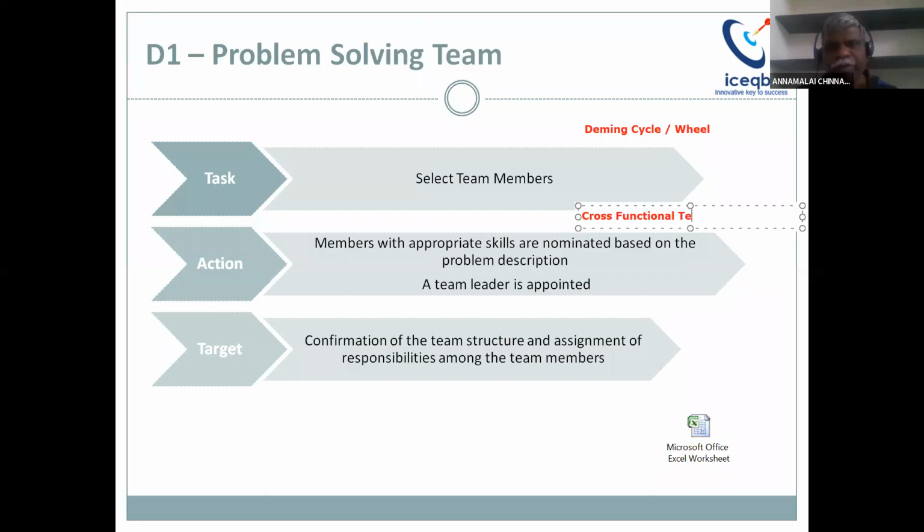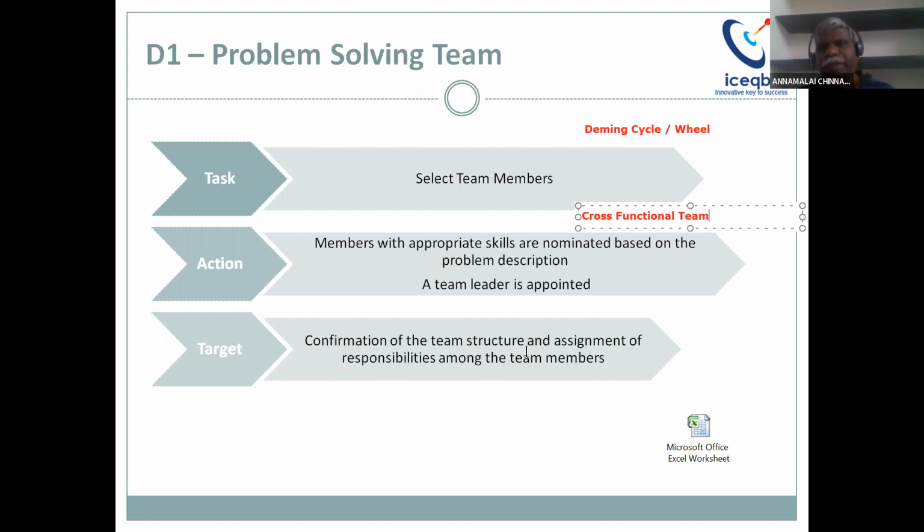So people from different departments will have to be included in the problem-solving team. Then you confirm the team structure and assign the responsibilities among the team members. Depending upon their role within the organization, you'll have to give it in this particular 8D format.